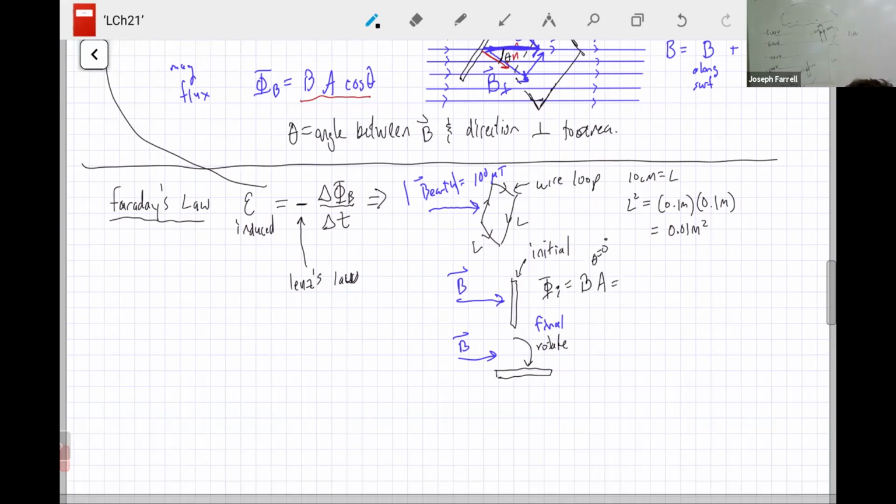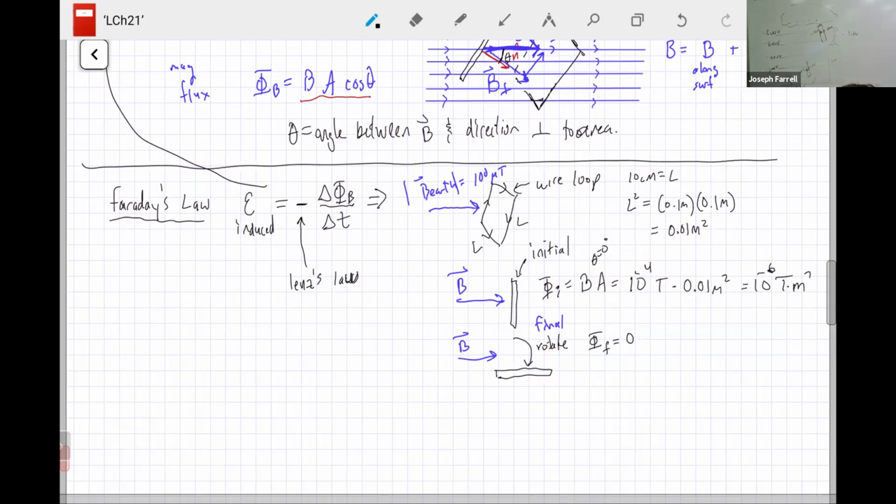And so then we can do 100 microtesla, 10 to the minus 4 Tesla times 0.01 meters squared. So that's 10 to the minus 6. And here's the units of flux, Tesla meters squared. So that's our initial flux. But the thing is, the final flux is 0, because after I rotated it, it's done.